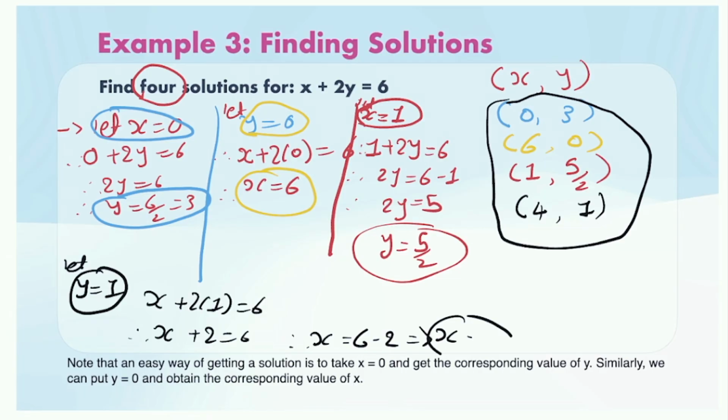Now you can see here, the easy way to getting the solution is by taking x equal to 0 and finding the corresponding value of y, and similarly putting y equal to 0 and finding the corresponding value of x. You can see here, I have put x equal to 0 and found the corresponding value of y. Same way I have put y equal to 0 and found the corresponding value of x. So this is the easy method. If you just have to find two solutions, you can go with this method, right?